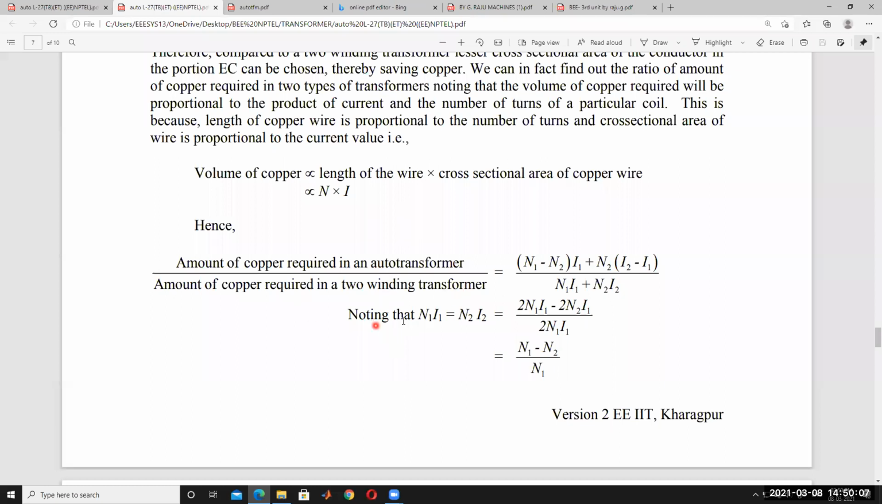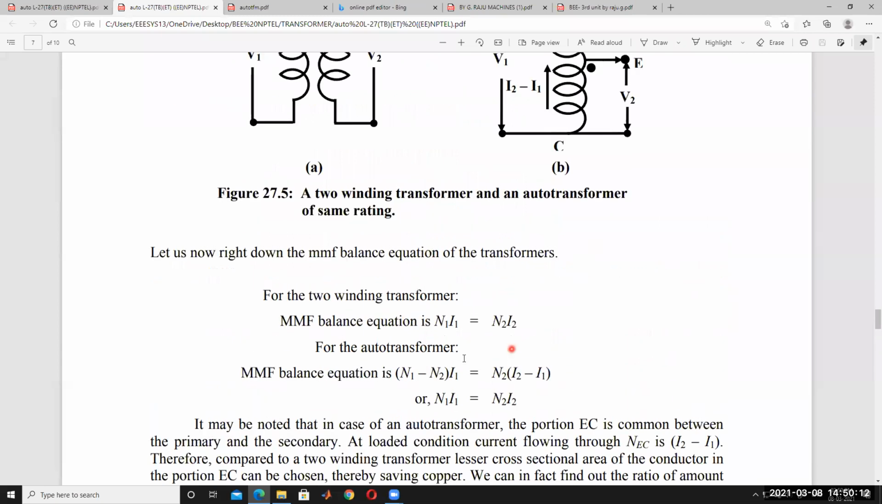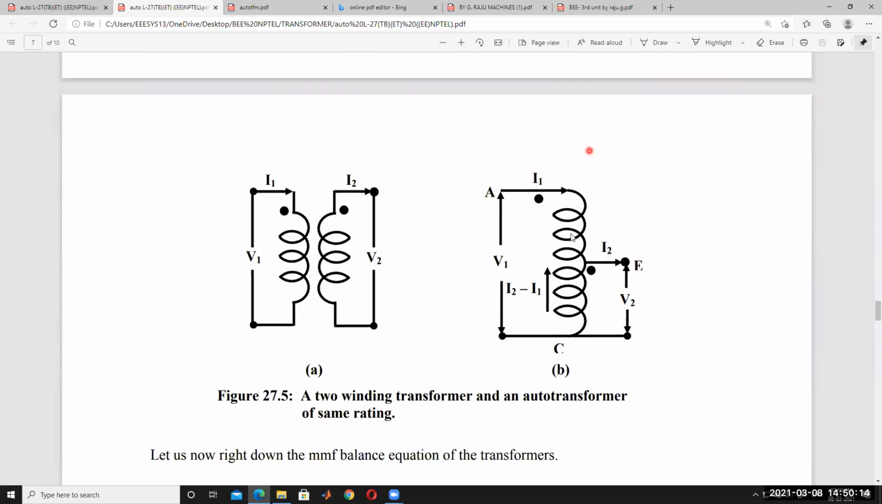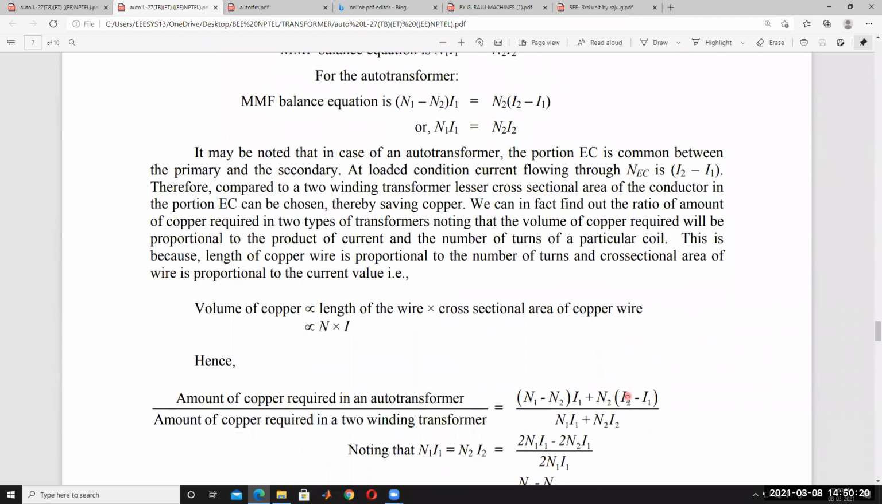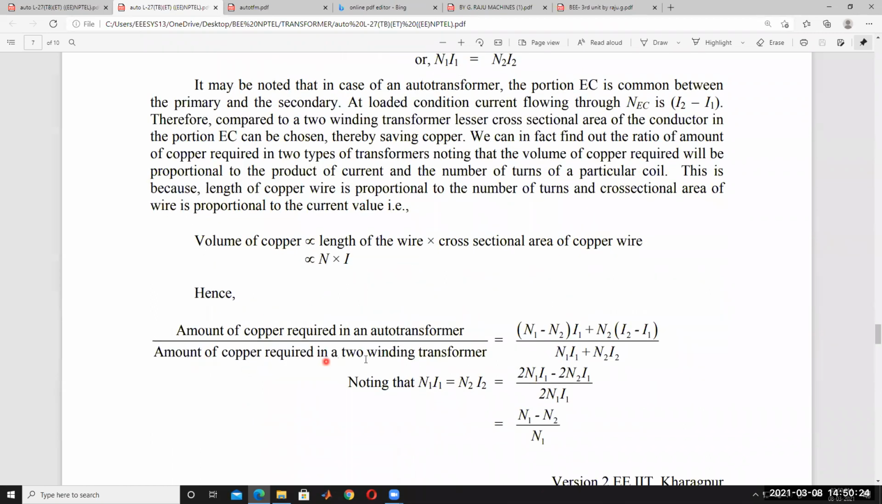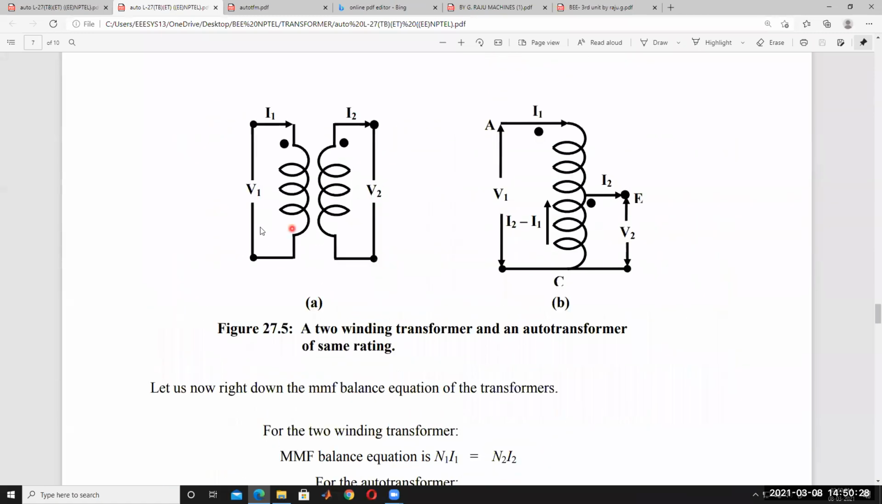The amount of copper required in an auto transformer divided by the amount of copper required in a two winding transformer: in the auto transformer, on the primary side it is N1 minus N2 into I1, and here it is I2 minus I1 into N2. For the two winding transformer, the primary side has N1 turns with I1, and the secondary has N2 turns with I2.